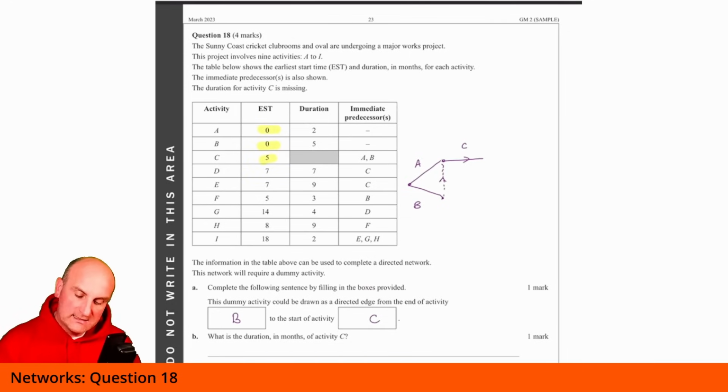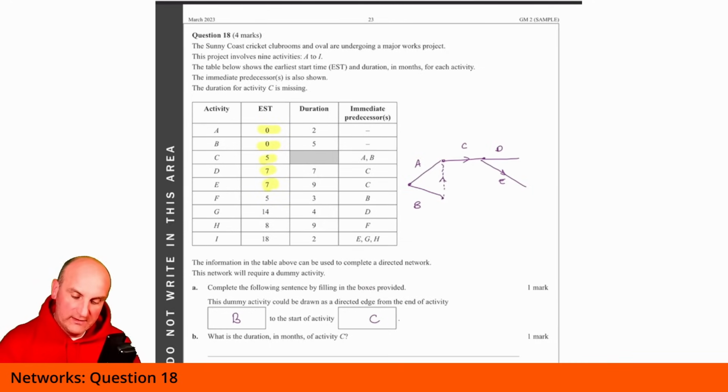Right, D's immediate predecessor is C. So I'm going to write, oh, I'm not going to do that here. All right, so there's my D. What have I got next? So D is done. E's immediate predecessor is also C. All right, and I'm actually just going to do this. You'll see why in a minute.